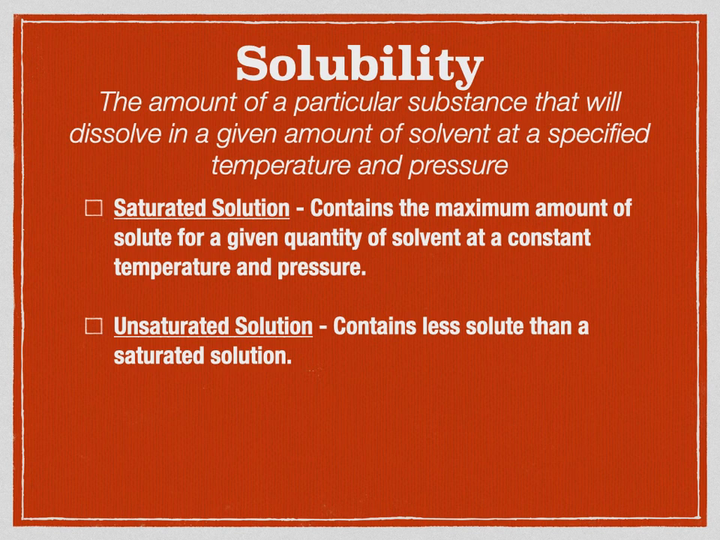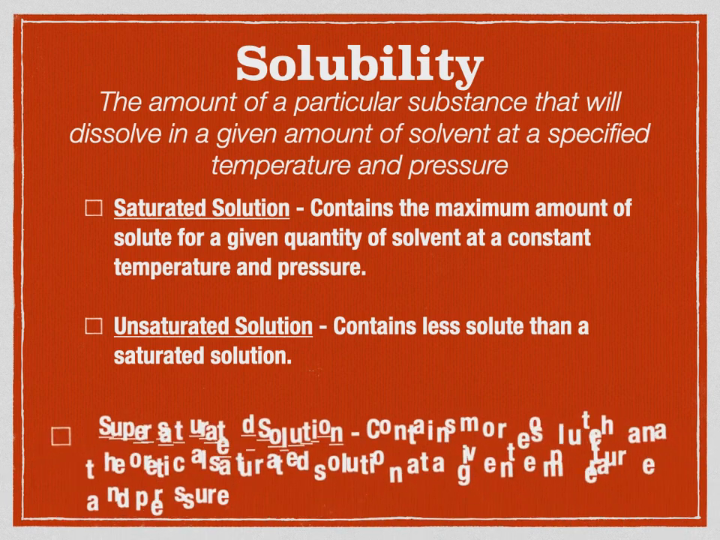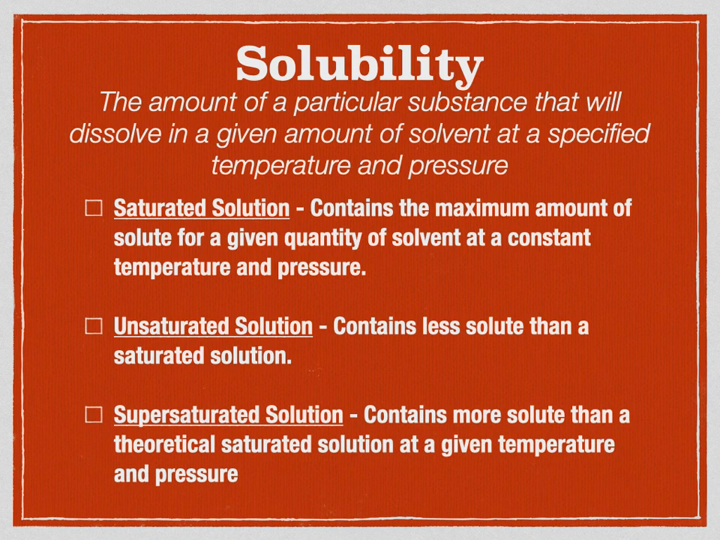The final type of solution we'll talk about is a supersaturated solution. That's when you have more stuff dissolved in your solution than you should be able to. And a solution actually has to be tricked into being supersaturated, and it's a very unstable situation. And we'll come back to that a little bit later in the video.